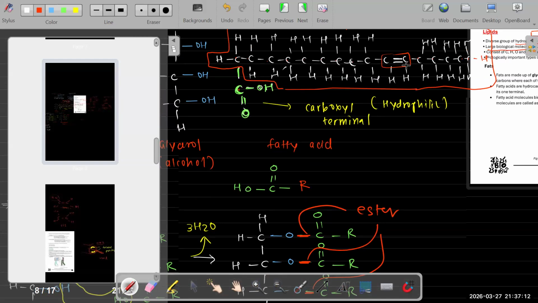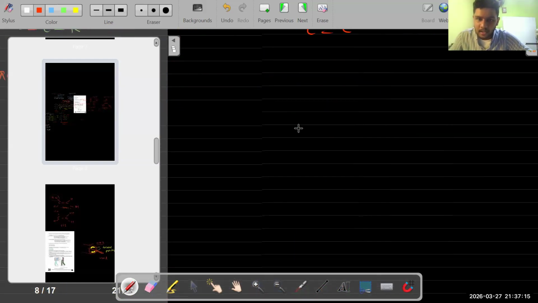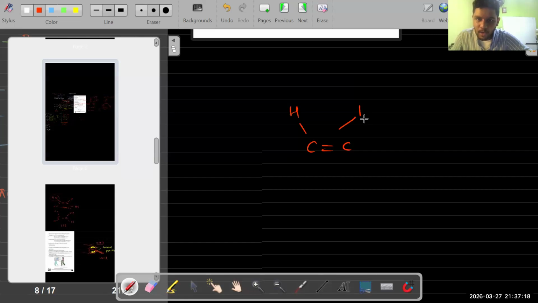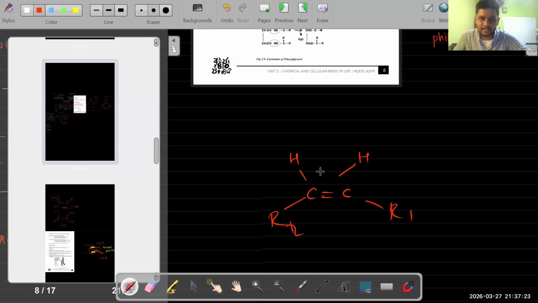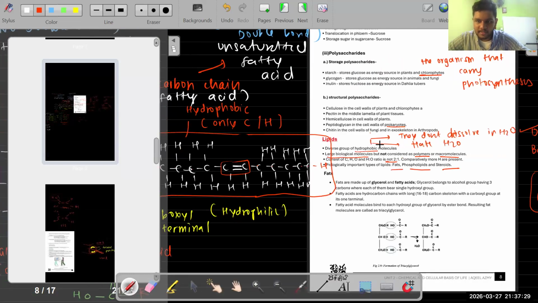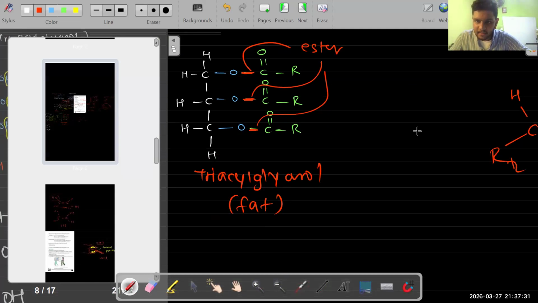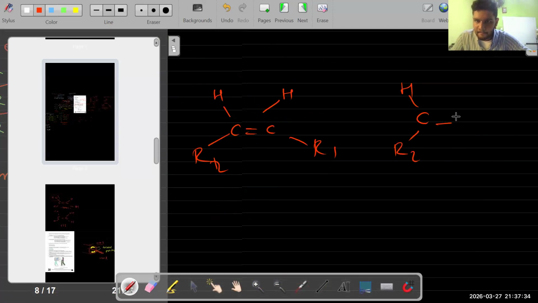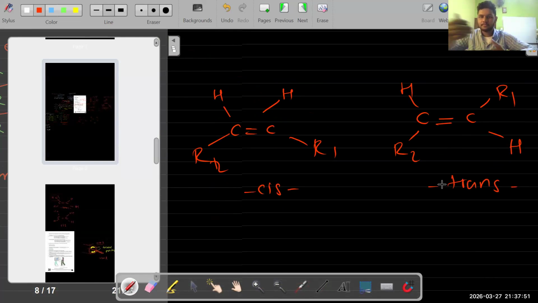So here what is similar for both carbons? Both hydrogen. So cis means hydrogens should be in one direction and other group should be in the other direction. So I'm mentioning R1, R2 here. What about trans? Trans looks like this. Can you understand? It is mainly depending on the orientation. This is called cis trans. Cis means one location, trans means opposite.